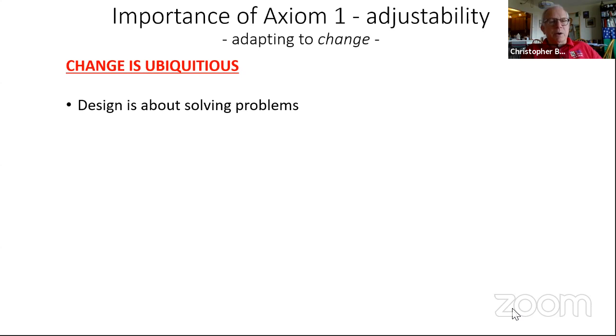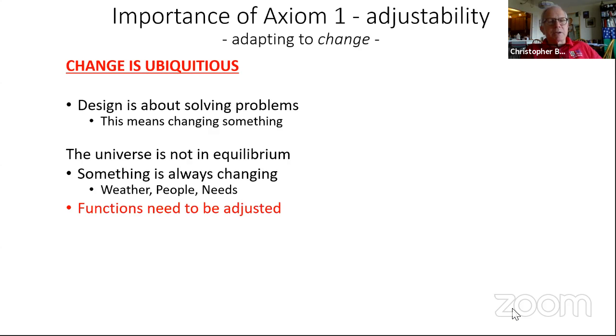Change is everywhere. So design is about solving problems. This means changing something. So the universe is not in equilibrium. Something is always changing. Weather, people, needs. Who knows when we'll be in the middle of a pandemic. And functions need to be adjusted.